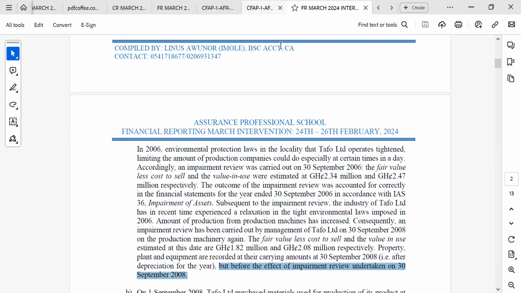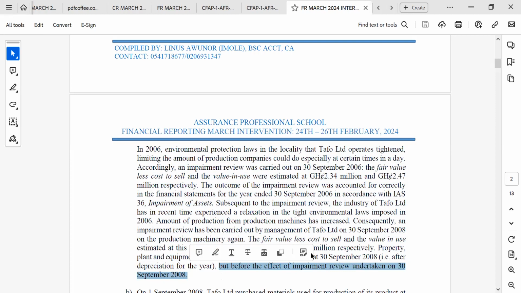We need to know the value of what? The assets at the time that the impairment review was done for the current year. Before you can carry out an impairment test, you need to know the carrying value and also the recoverable amount. So we have to determine the carrying value of the asset up to this date.